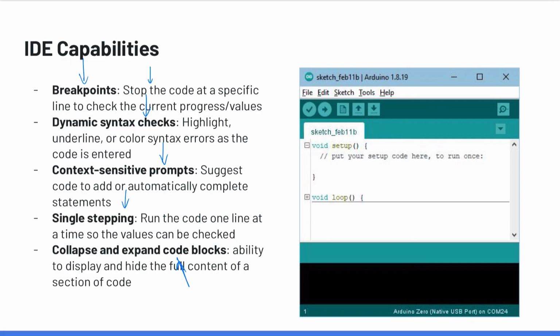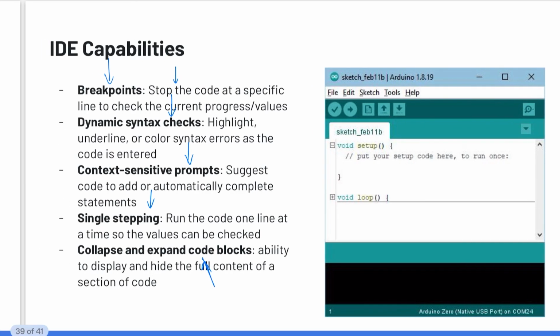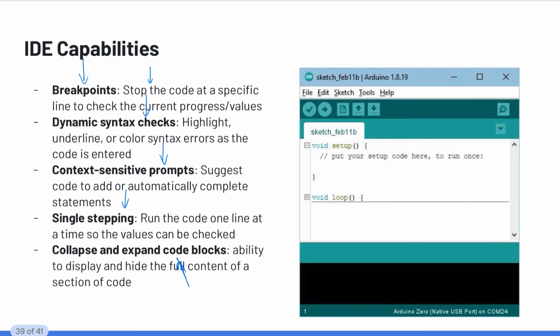Finally, we have collapse and expand code blocks. And this is purely cosmetic. If you have large amounts of code, this can allow you to close certain blocks of code so you can focus on other blocks. And you may already be done with a given block of code.